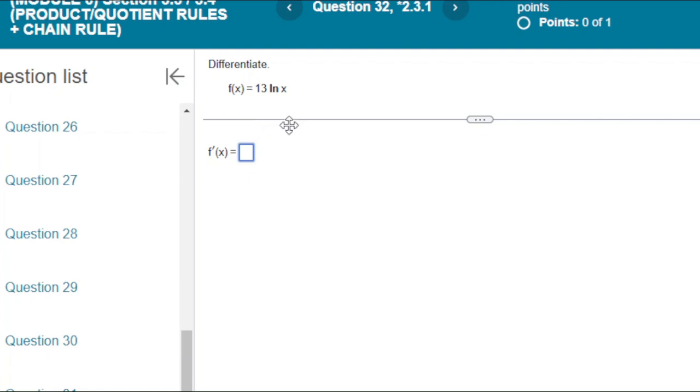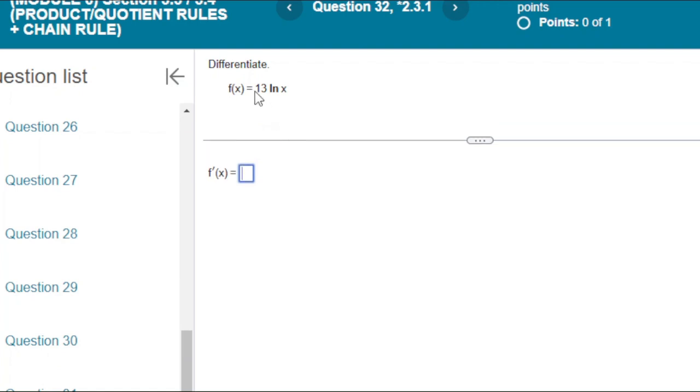Okay, what about this? Well, again, do we need to use the product rule? Do I need to do this times the derivative of this plus this times the derivative of this? Well, you could do the product rule. In fact, if you did the product rule, it'd be 13 times, well, what's the derivative of natural log of x? It's 1 over x. Let me write it as 13 times 1 over x.